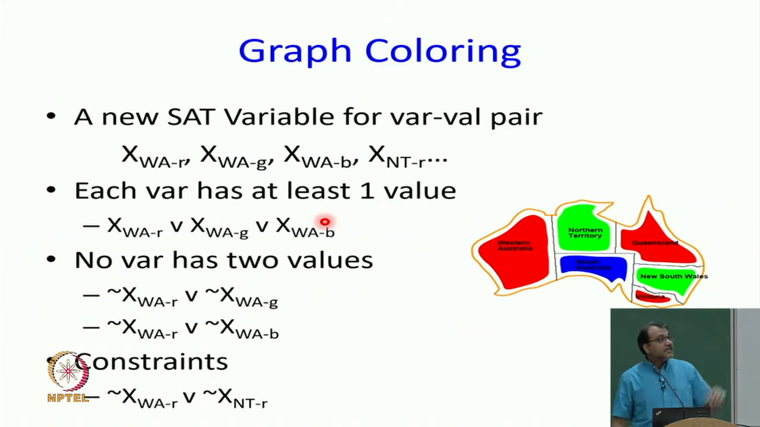So the suggestion that was given, sorry, what is your name? Abhyuday. By Abhyuday, it is: not Western Australia red or not Northern Territory red. And you do it for all pairs of states and all colors. And this allows us to formally model the graph coloring problem in SAT.